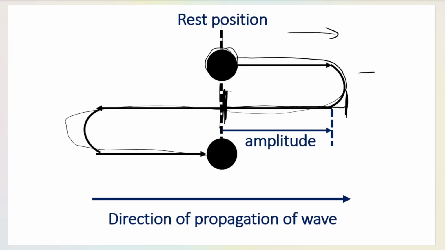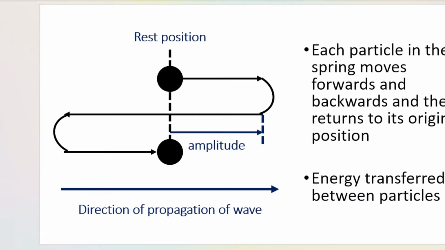So particles move left and right. The direction of the wave is left or right. So you can see that they are parallel to one another. So this is just an example. This is just showing you each particle in the spring or the slinky moves forwards and backwards and then returns to its original rest position. And when this happens, energy is transferred from one particle to the next. So remember, all waves transfer energy.